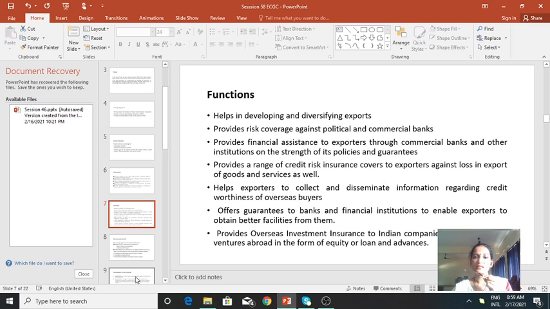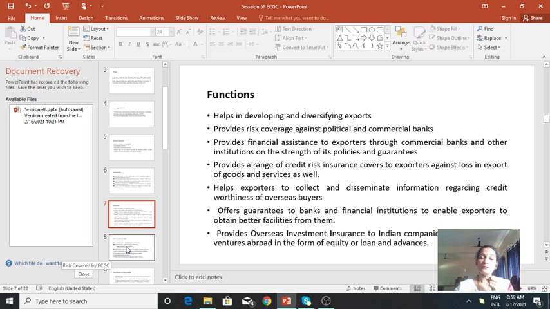Then the functions: it helps in developing and diversifying exports. It covers the risk, either political or commercial risk. Both risks will be covered by ECGC. It provides financial assistance to the exporters through commercial banks. It provides a range of credit risk insurance covers to exporters against the loss of export of goods and services as well. And it helps the exporter to collect and disseminate the information also, not only the financial aspect.